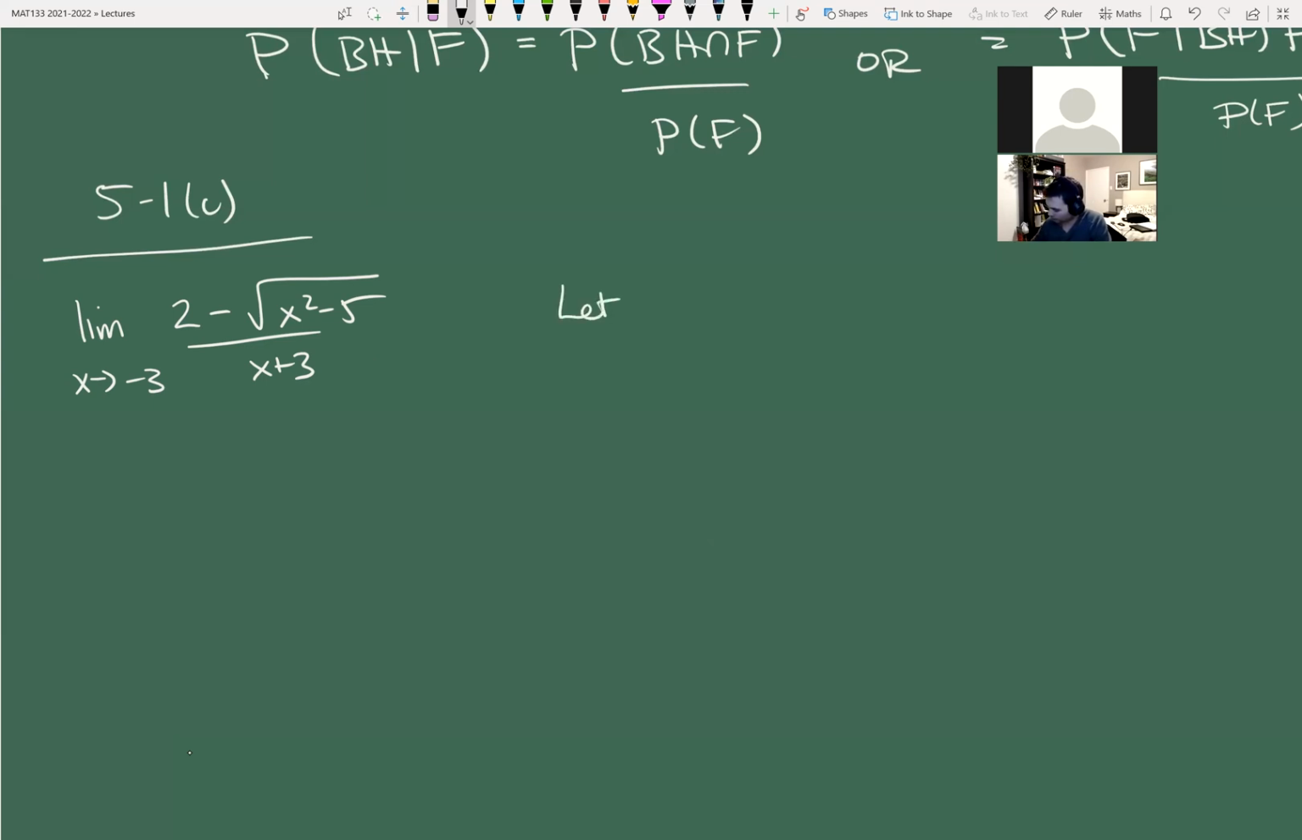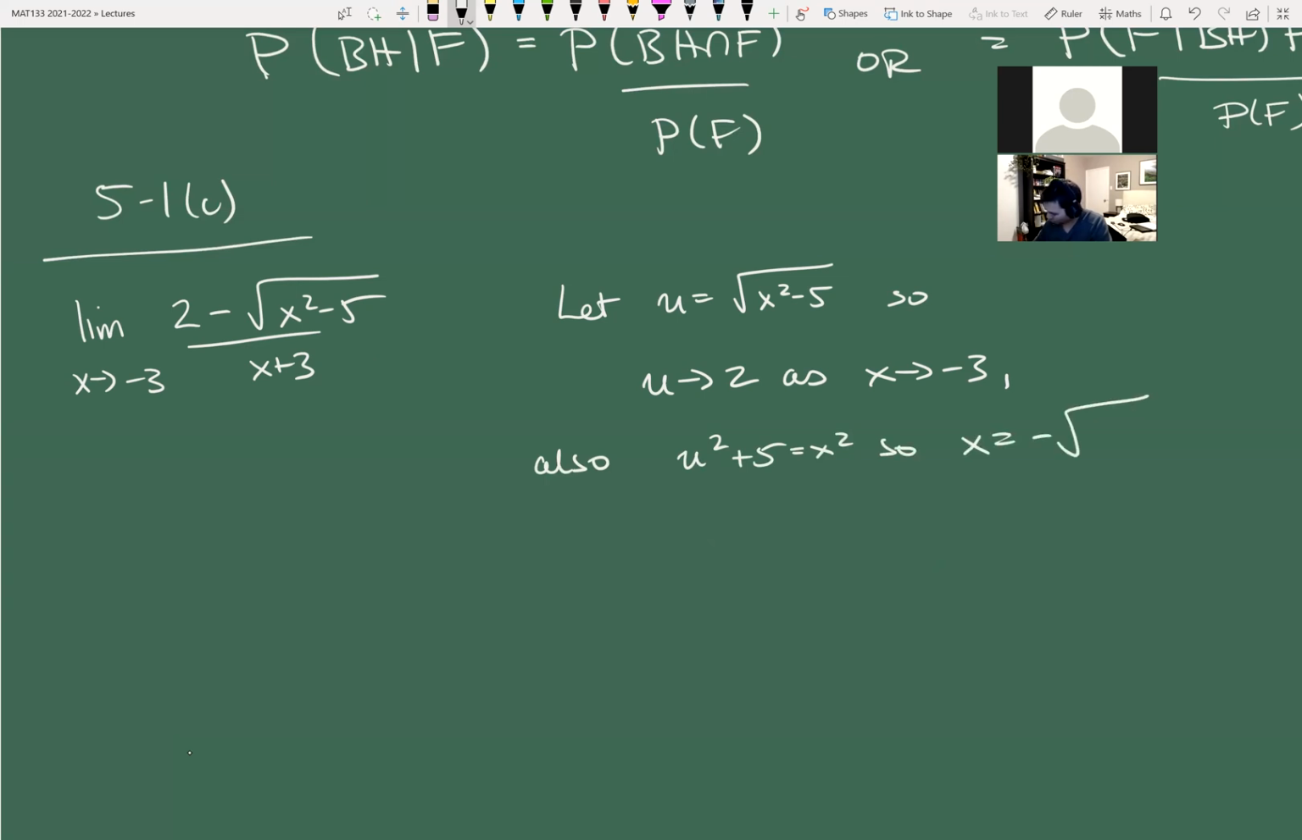So we're going to let u be the square root of x squared minus 5. So u approaches 2 as x approaches -3. Also, u squared equals x squared minus 5, so x squared is u squared plus 5. So x is equal to negative square root, right? That's the important thing, negative root u squared plus 5. If I do that substitution, I get the limit as u approaches 2 of 2 minus u divided by 3 minus root u squared plus 5.